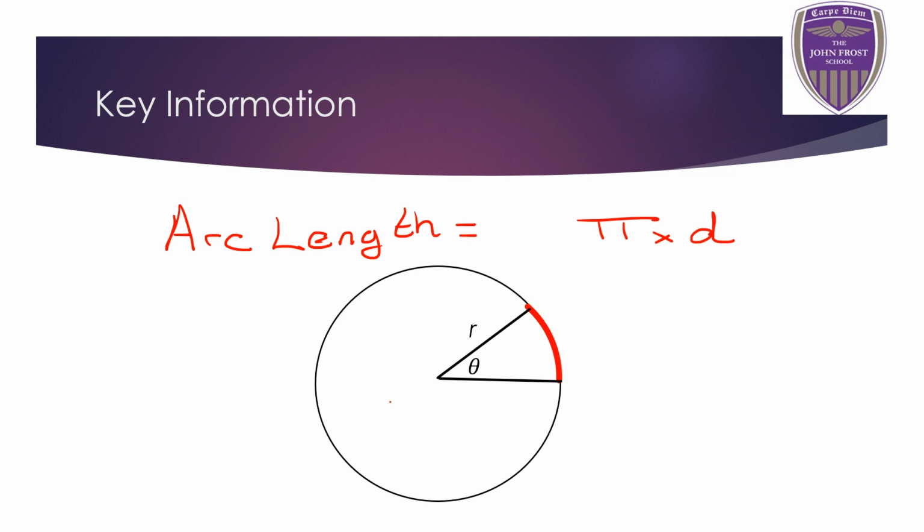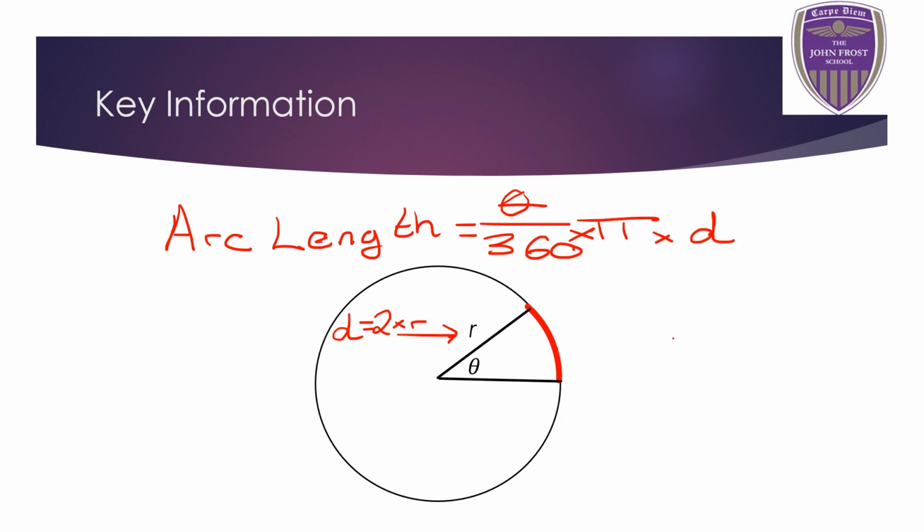Now, if we think of sectors as a fraction of a circle, the fraction we want is the angle given, which is theta, over 360 degrees. So theta over 360 degrees times pi times diameter gets you the arc length of your sector, this red line here, okay? Now, generally for sectors, you are given the radius. But if you need the diameter, you need to do 2 times the radius, okay? So don't forget, for arc length, it's pi times diameter, and you need twice the radius, okay?